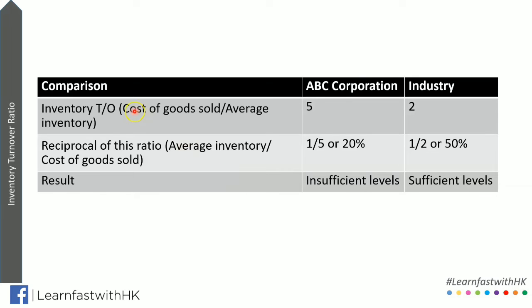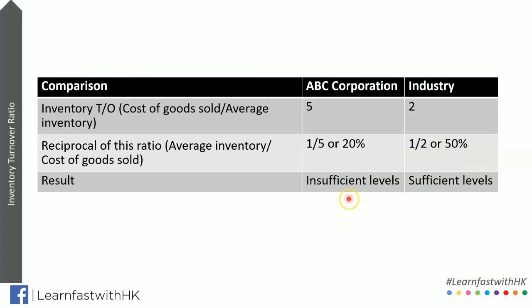The inventory turnover ratio, which is the cost of goods sold divided by average inventory, is 5 for ABC and 2 for the industry. If we reverse this ratio, we get average inventory divided by cost of goods sold, or average inventory as a percentage of cost of goods sold, which is 1 by 5 or 20% for ABC, and 1 by 2 or 50% for the industry.